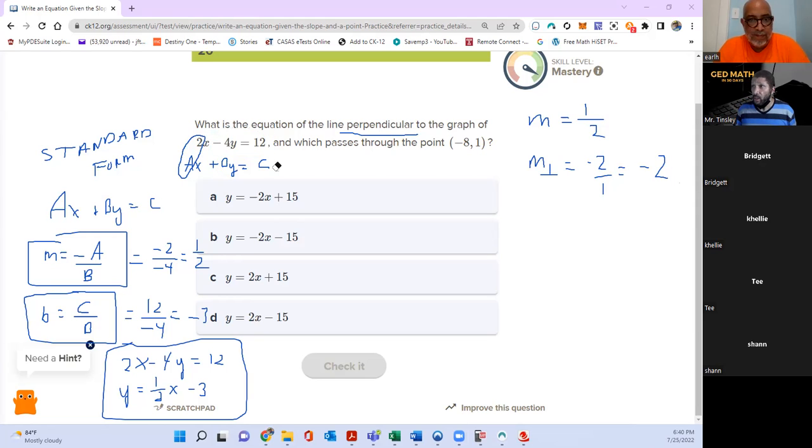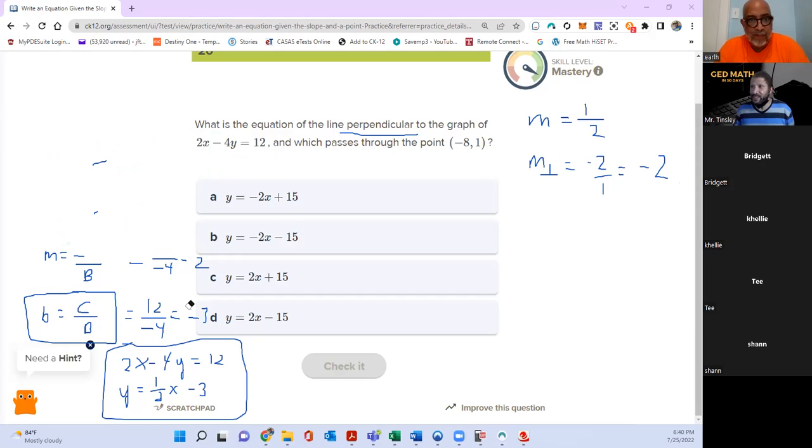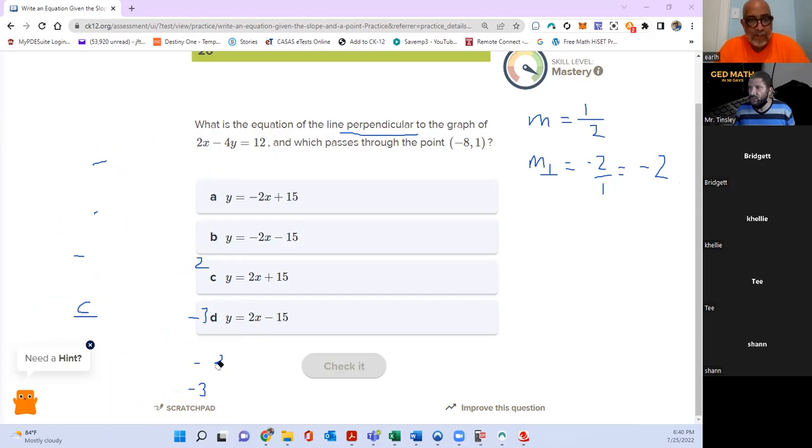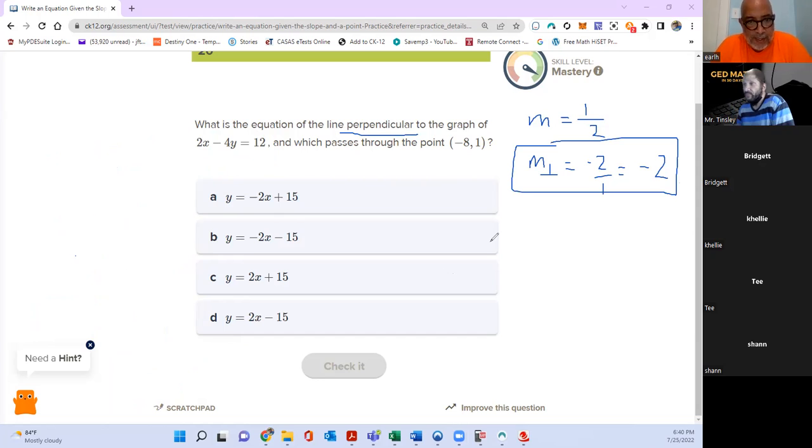Okay, so now if you don't understand this problem, go back over this video step by step, pause it, go through it again until you know it. Now what multiple choice can I get rid of? If I know the slope of the perpendicular is -2, which ones can I get rid of? C and D. So right away, just by identifying that the slope was 1/2 and the slope of the perpendicular is -2, I was able to get rid of C and D. Does everybody understand that?